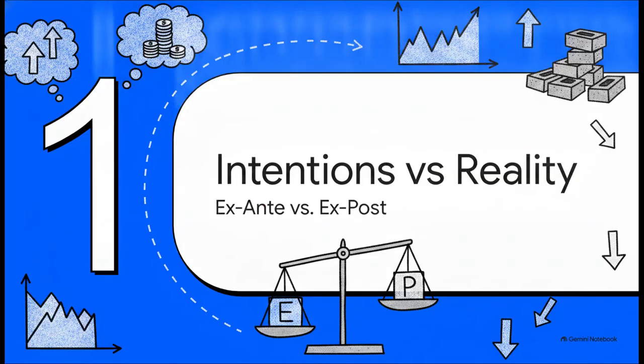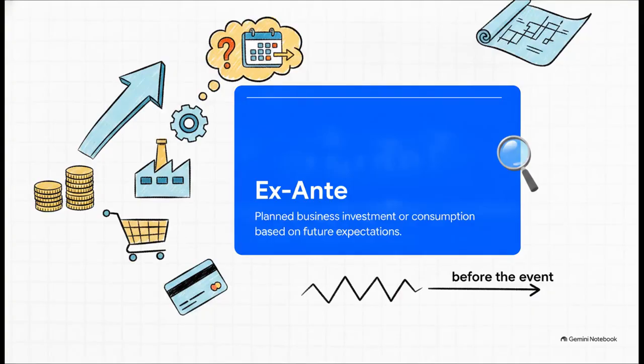All right, section 1, intentions versus economic reality, or as economists like to say, ex ante versus ex post. So, let's nail down this term ex ante. It literally just means before the event. In our context today, we're talking about planned business investment or planned consumption in the economy over a given period, based entirely on future expectations. Think of it like the economic blueprint drawn up before the period even kicks off. It's what people intend to do.